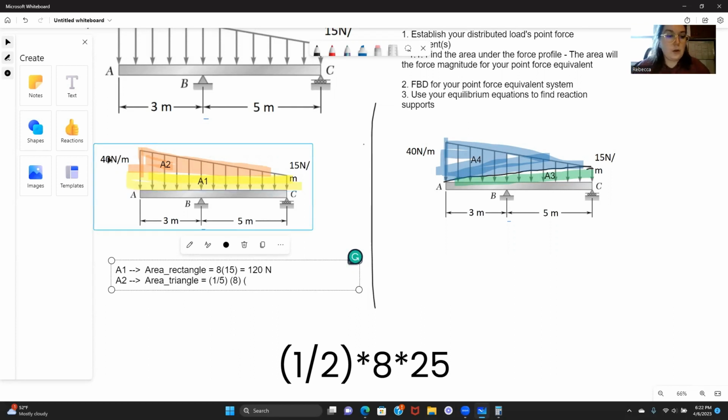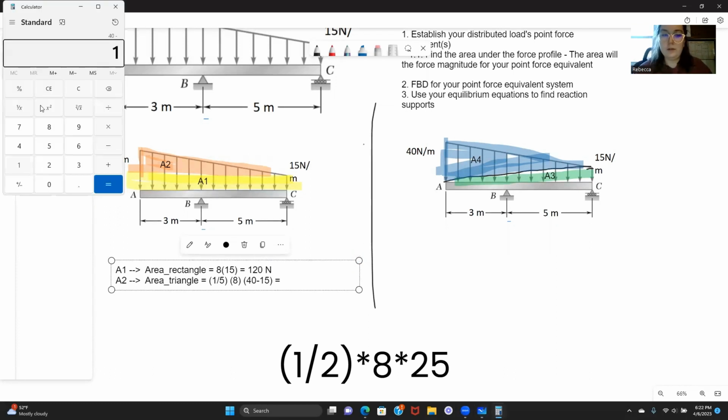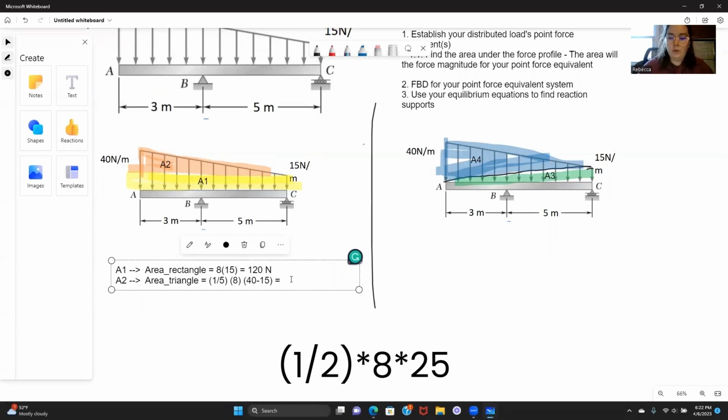The height in this case is going to be only the height of that orange section. We already accounted for the bottom 15 newtons per meter in our first shape. So the height of this triangle is going to be 40 minus 15. That gets us 40 minus 15 times 8 divided by 2, which is 100 newtons. So the equivalent point force magnitude for that A2 area is going to be 100 newtons.